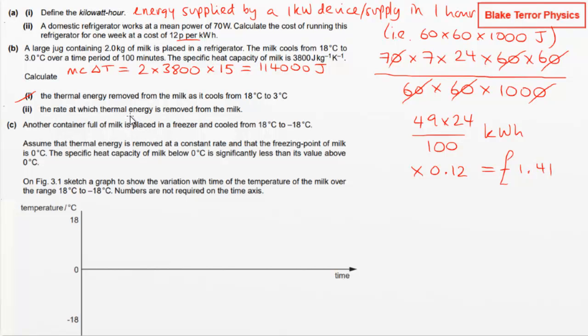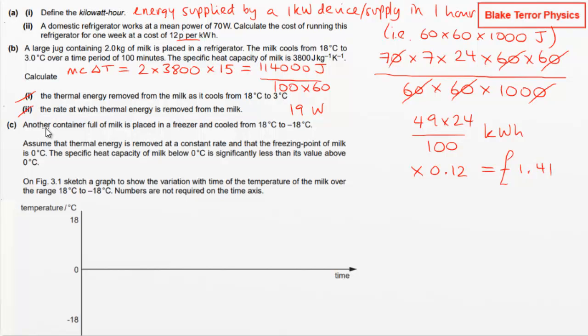The rate at which this thermal energy is removed from the milk. So how long was this for? This is over 100 minutes. So we need to divide that by 100 times 60 to get it into watts, because that's our joules per second. So that is going to leave us with 19 watts. So some fairly basic calculations.